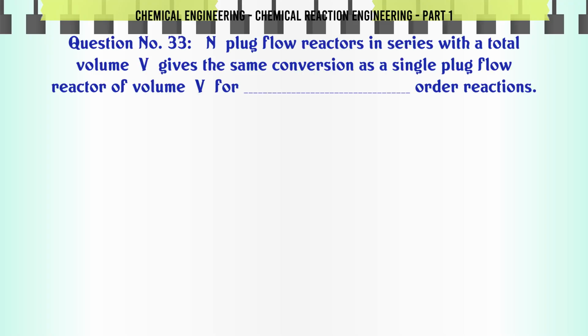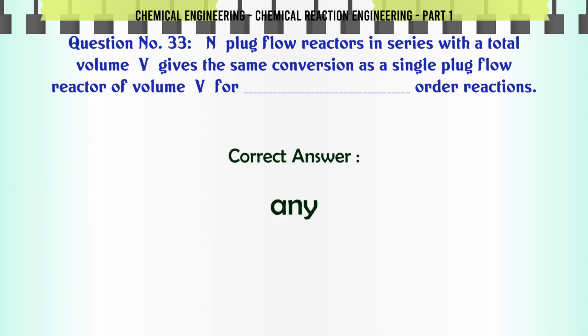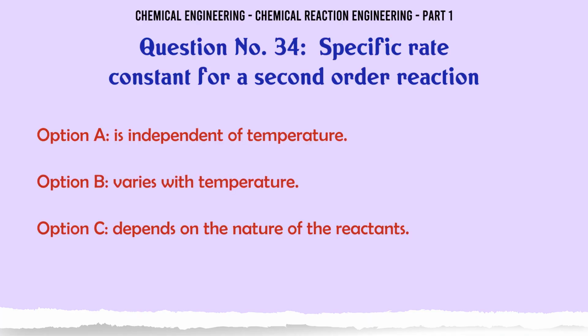N plug flow reactors in series with a total volume V gives the same conversion as a single plug flow reactor of volume V for dash dash dash dash dash order reactions: A. first, B. second, C. third, D. any. The correct answer is any. Specific rate constant for a second order reaction: A. is independent of temperature, B. varies with temperature, C. depends on the nature of the reactants, D. both B and C.